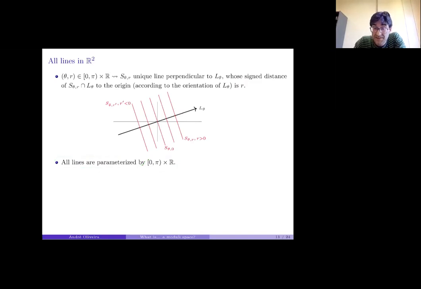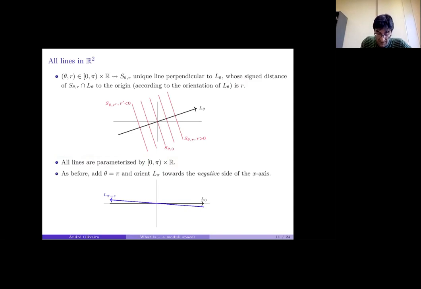But now again, we have a similar problem that we had before, because this is not the correct topology. Angles zero and pi minus a small thing correspond to lines which are very close to each other if you pick the same distance. So we have to do the same thing: you add pi, and you orient onto the negative side of the x-axis because you want things to be coherent. This line, which is very close to pi, is oriented to this side. So if you want things to vary continuously, you have to consider this line L pi oriented to the negative side of x.